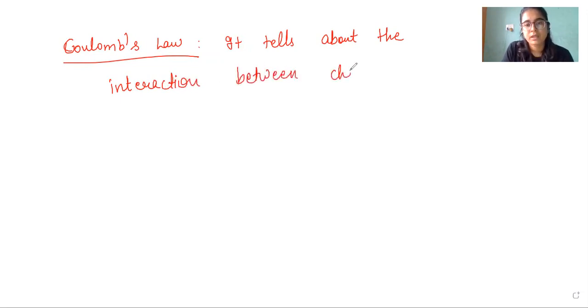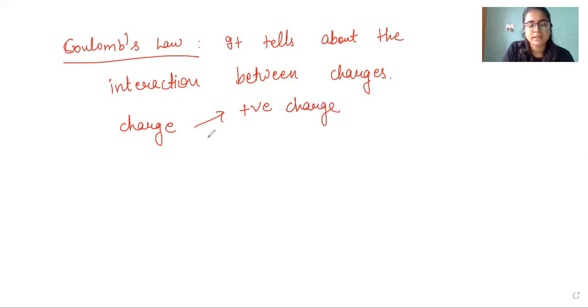Before writing Coulomb's law, I want to say one thing. I will be discussing some basic information about charges. As we know, charge is a fundamental property of matter, you can say fundamental or intrinsic property. Charge is of two types. The first type is positive charge and the second type is negative charge.